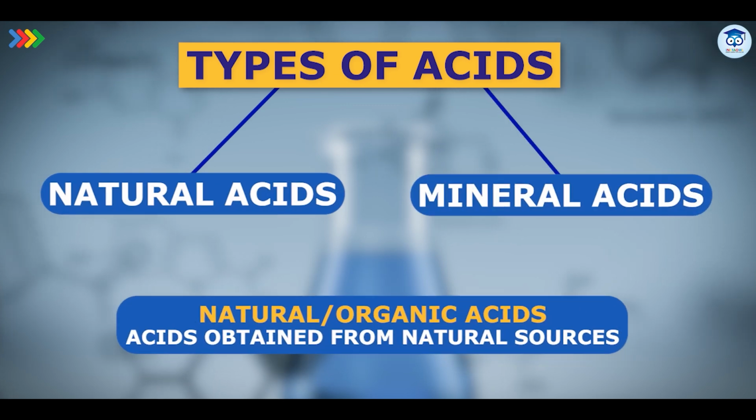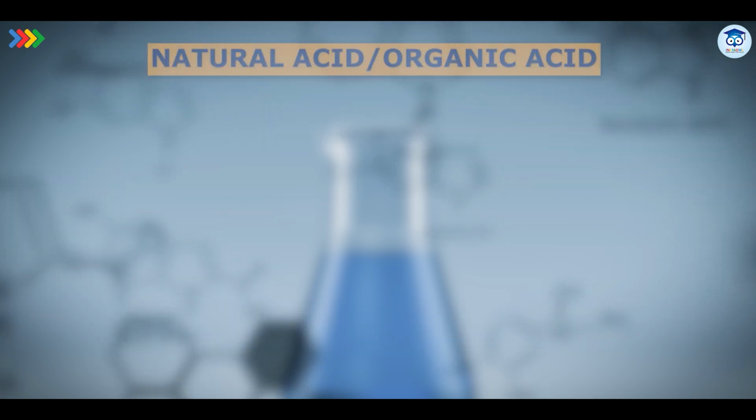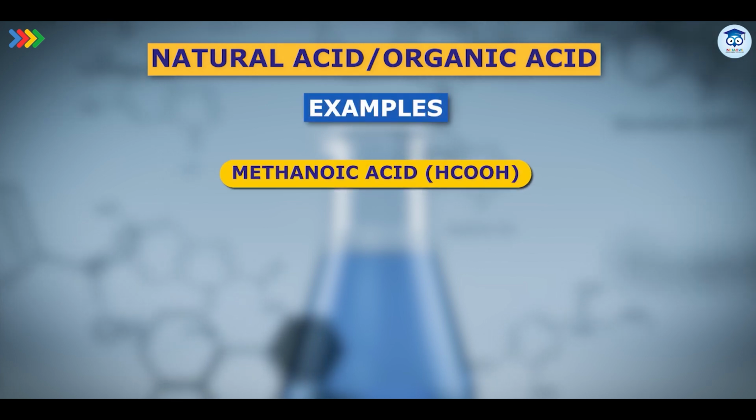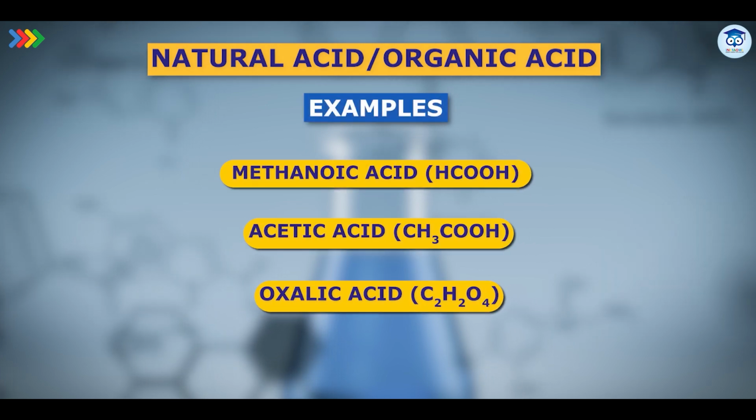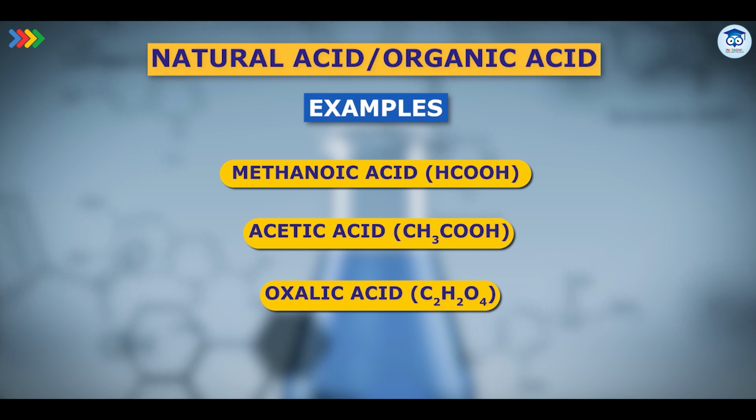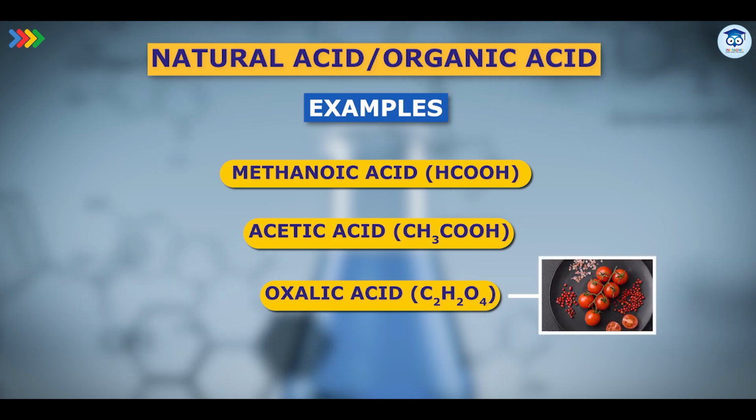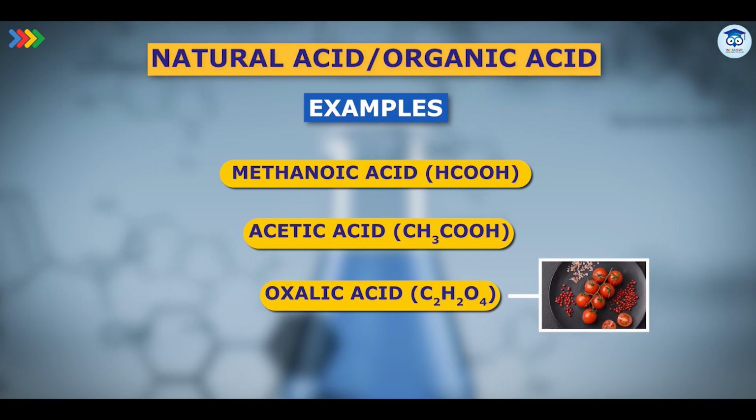When we say natural, that means we are obtaining them from natural sources. We also call them organic. In this case, we'll be talking about acids which are obtained from plants and from animals. So these can be methanoic acid, acetic acid, oxalic acid. Do you know where oxalic acid is found? Well, the seeds of tomato contain oxalic acid. Over here, you can see the formulas of the following acids.